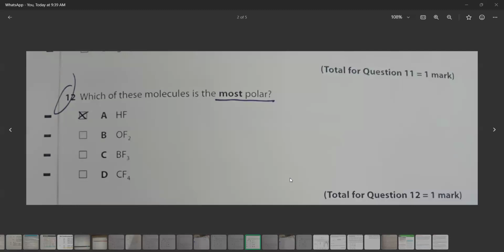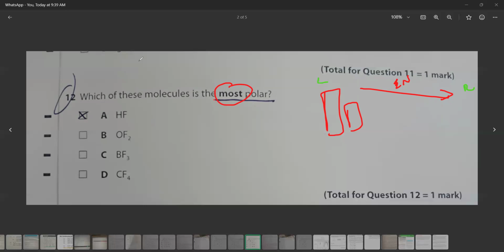So some more questions or doubts related to the past paper: which of these molecules is the most polar? For the most polar, we need a greater difference in electronegativity. In the periodic table, as we move across the period, the electronegativity increases. So for the most polar, one of the atoms should be on the far right-hand side and another on the far left-hand side. They will have the maximum difference in their electronegativity.